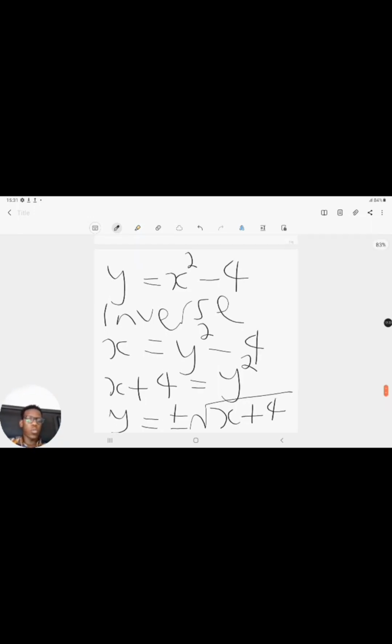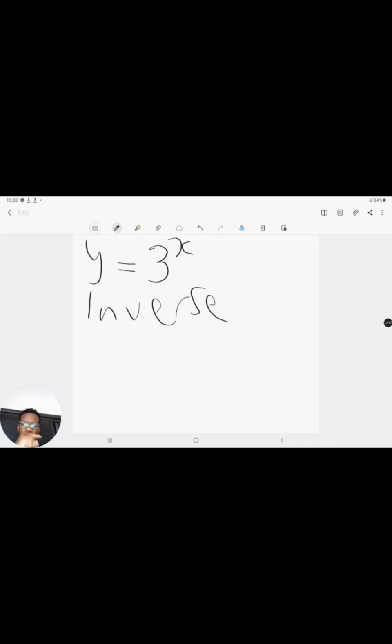Okay, let's do one last example. This one is going to be a bit complicated. What if they ask you to find the inverse of y is equal to 3 to the power of x? This is an exponential now. Let's just put down what they are required to find first. What is the inverse?